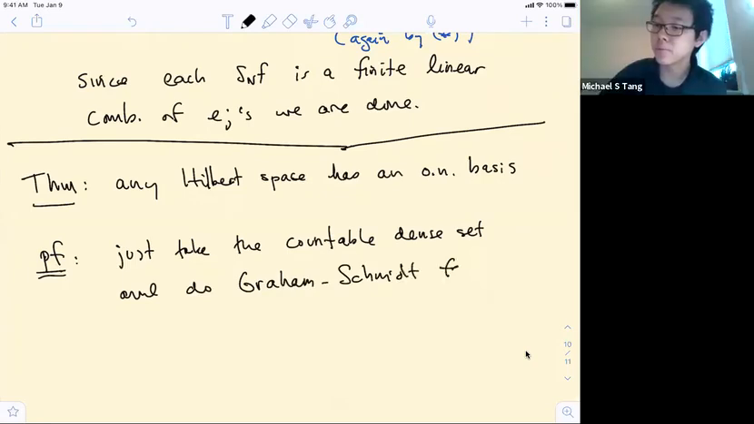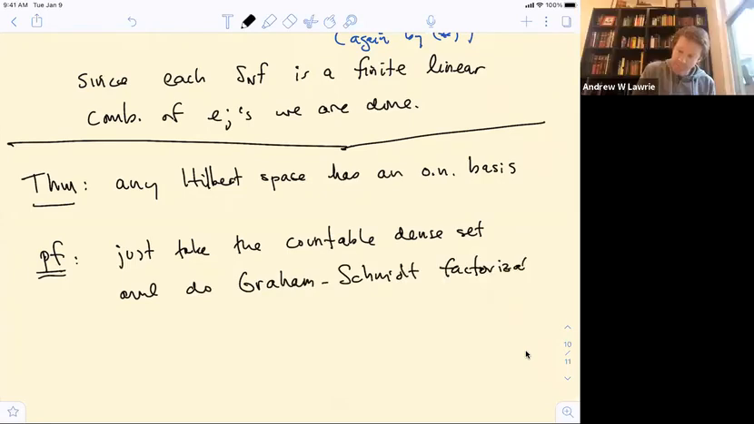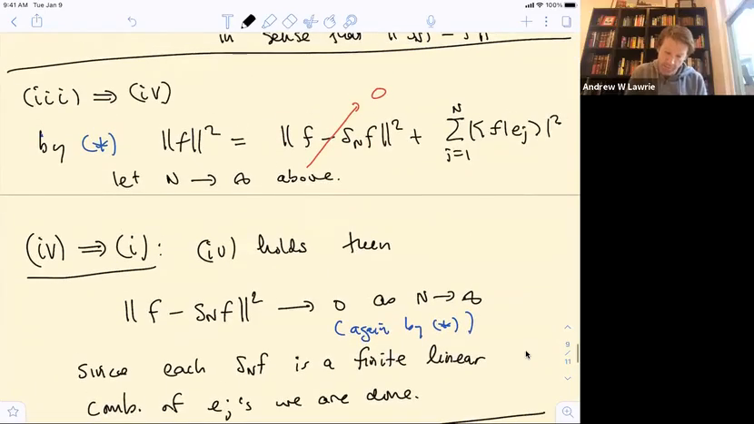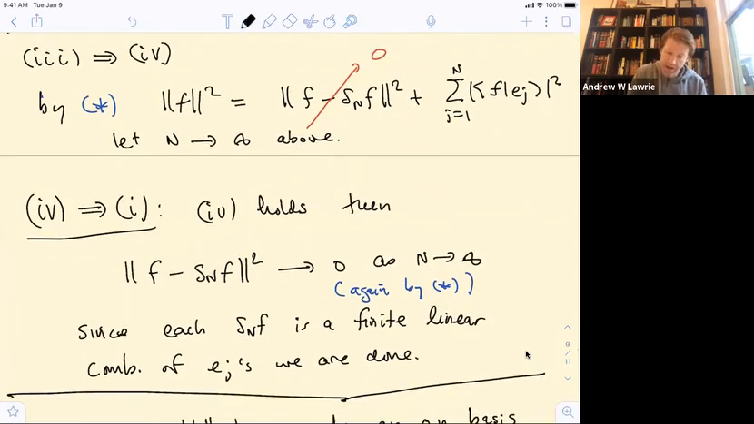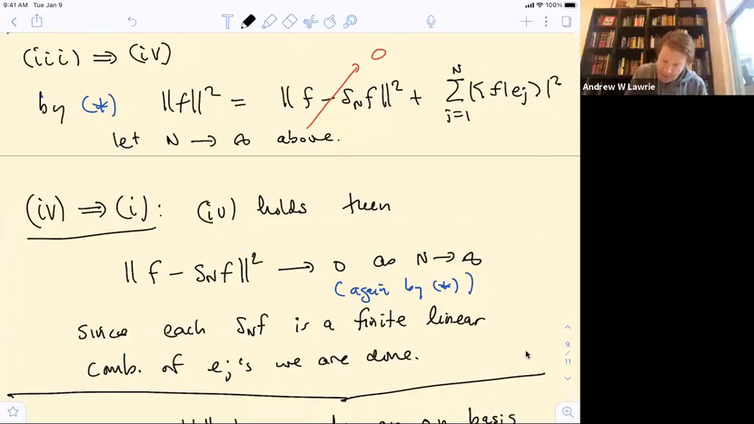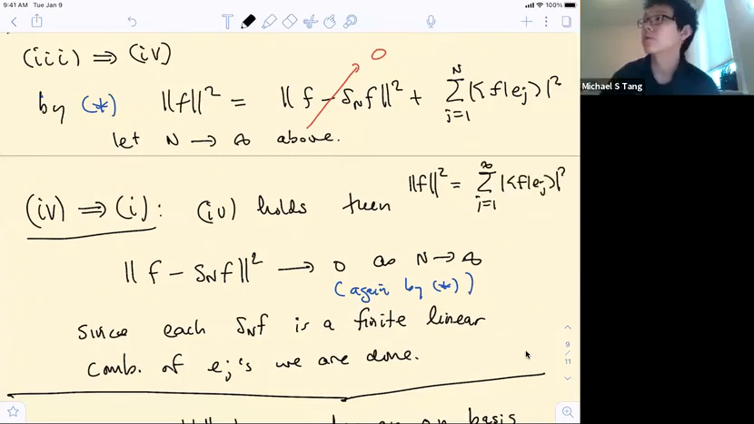I had a quick question about 4 implies 1 before you go on. Yep. Where do we use the hypothesis for 4? For 4, the hypothesis is that if I let n go to infinity, I use the hypothesis for 4 together with this equality. So 4 holds, then this is equal to this, but with n going to infinity. Oh, okay, right. So the difference goes to 0. Okay.